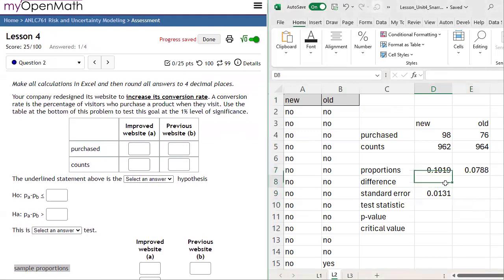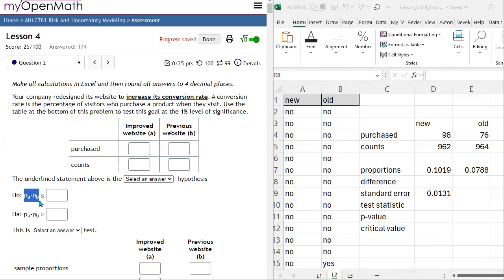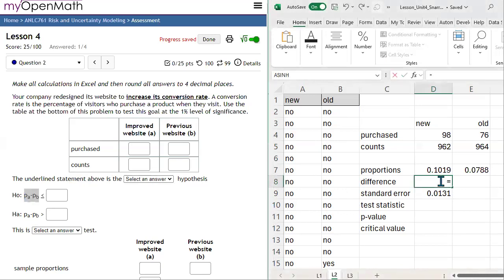Now, this is the difference in the proportions, right? Notice over here, we have PA minus PB. This is after or new minus before, A/B testing, right? A for after, B for before. So that's proportion of new, and that's proportion of old. So we're going to take the difference in the improved or alpha version of the website minus the unimproved, the before, right? And we get a point estimate of the difference equal to 0.0230.